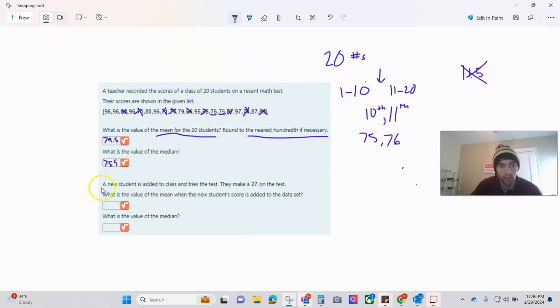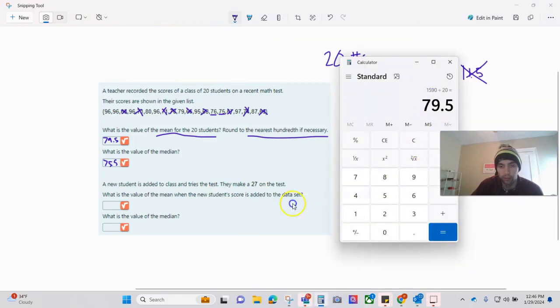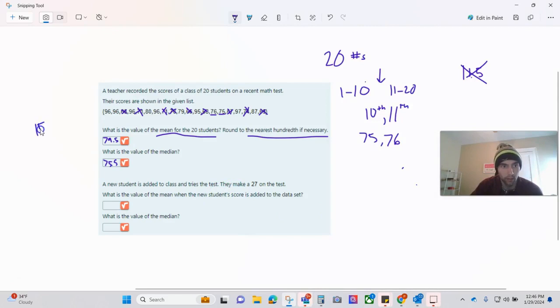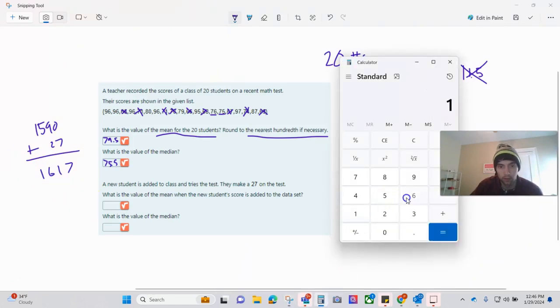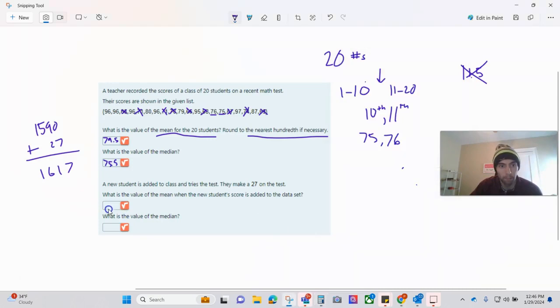75.5. Now, a new student is added to the class and tries the test. They get a 27. No! What does the new mean? What's the new median? The new mean, the new median. So 1590 was my sum before. Now I'm adding 27 because now there's 21 numbers. So my new sum is 1,617 divided by 21. That is 77.